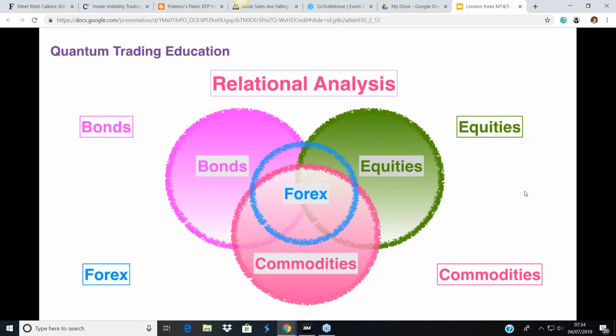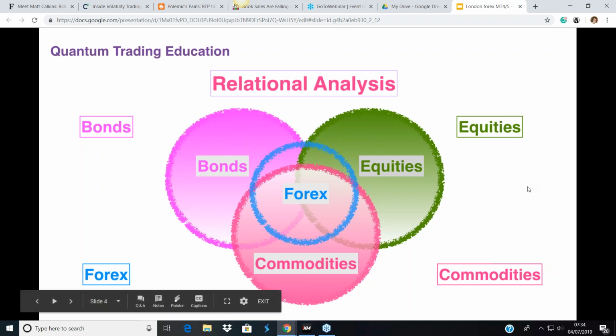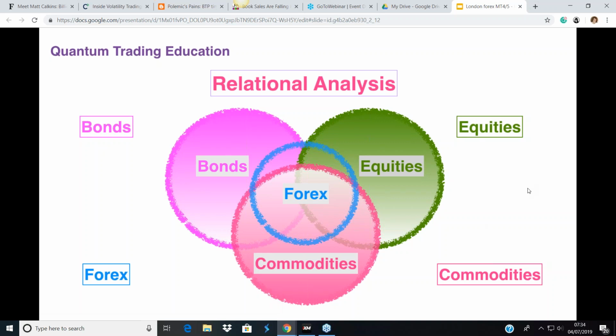In other words, you have to understand what the fundamental drivers are at any given time, and then on top of that, you look at the market as a whole. This is what we call relational analysis or cross-market analysis. There are 4 main capital markets, as you see here. This is a slide from the education program. We've got bonds, equities, commodities, and forex very much sits at the heart of all the capital markets.